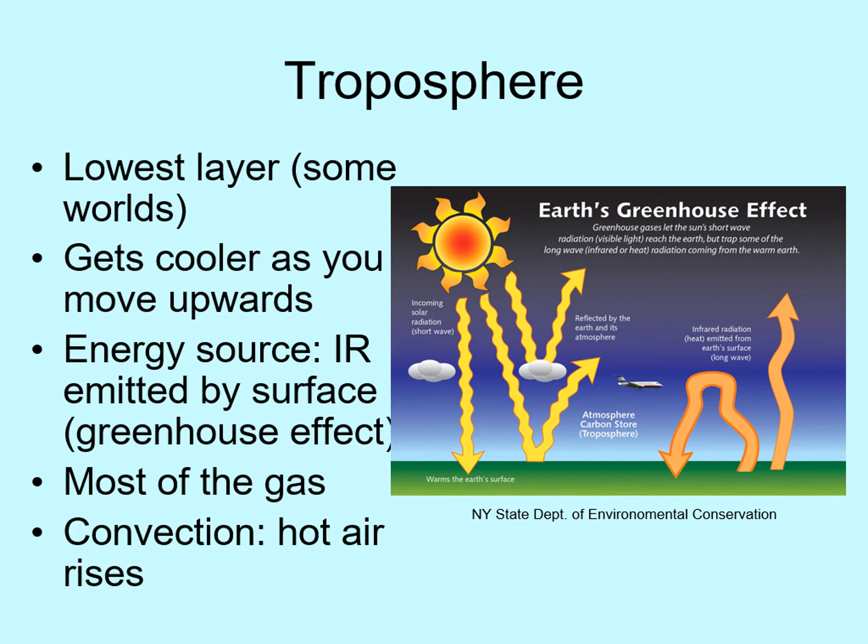Another feature of the troposphere is strong convection. When you heat a fluid like air from below, the warm air tends to rise and the cooler air sinks. This convective flow causes a lot of mixing of air from different altitudes. It also plays a big role in weather, as we'll see shortly.